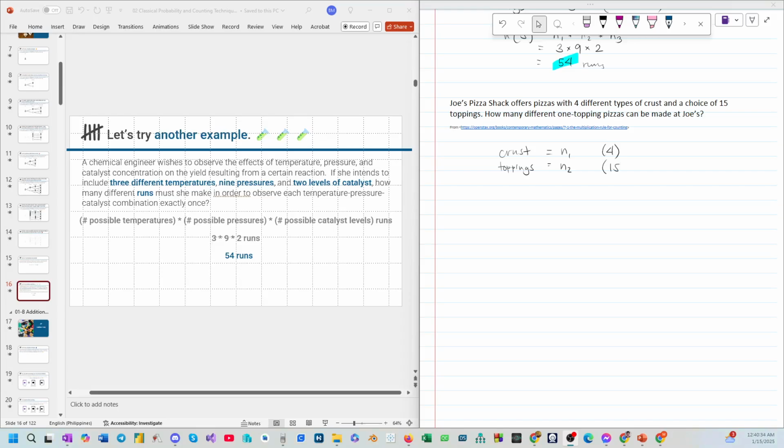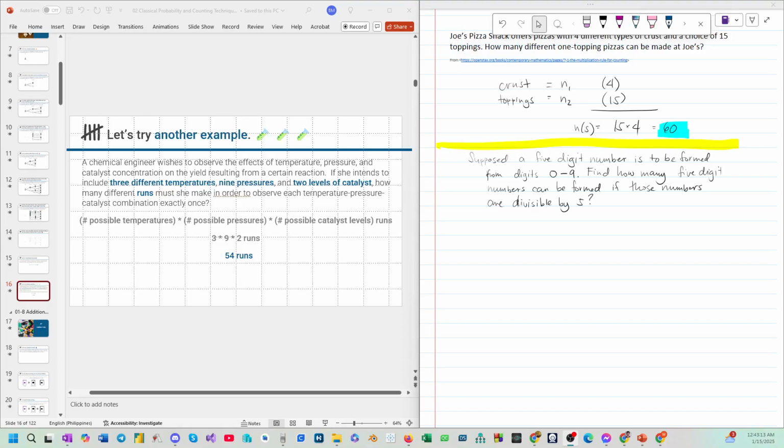So how many do we have? Sample space equals 15 times 4 equals 60 different ways to cook the pizza, or different menus. Alright, so let's have a little bit of exciting example.